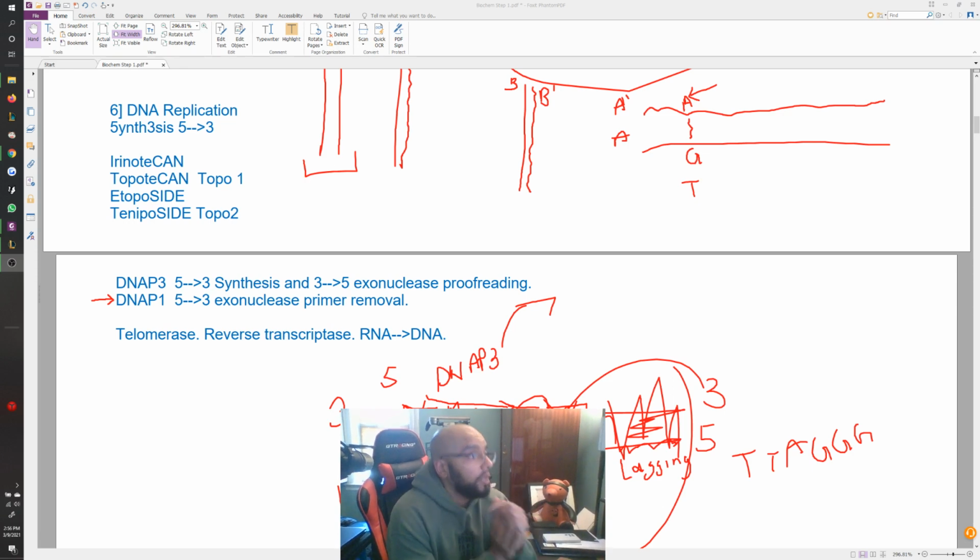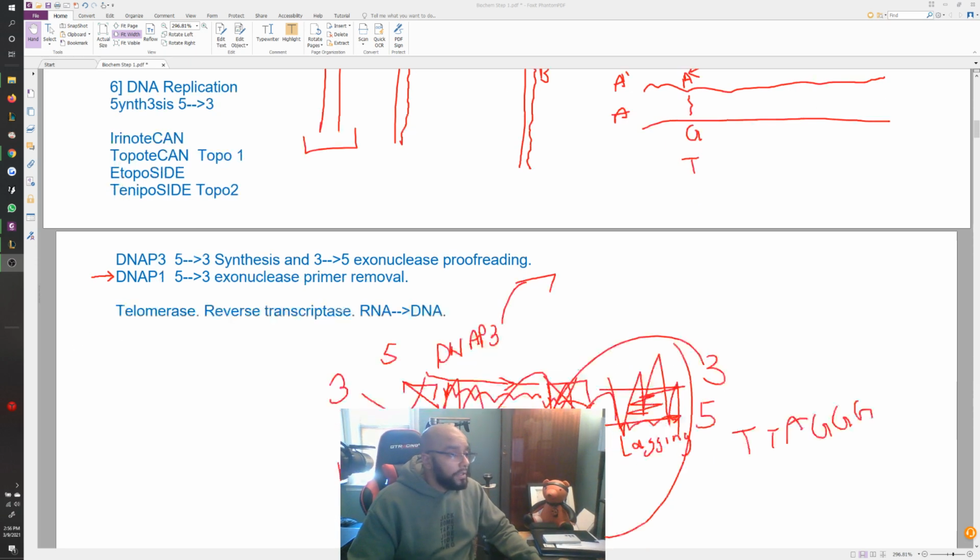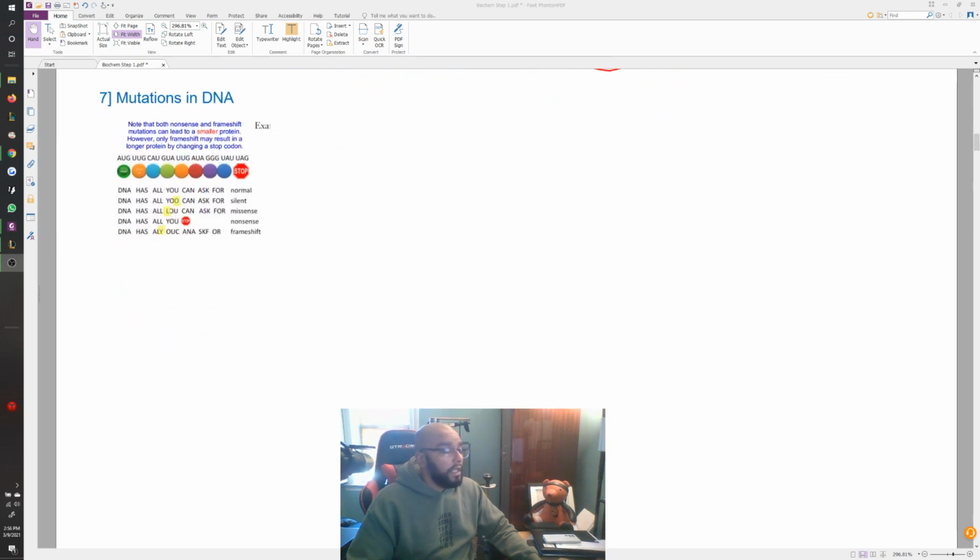Last time we left off at the topic of DNA replication, which in itself is very intense, and there's a lot of enzymes and what they do, and we touched base on all of that. Now we're moving on to mutations in DNA, which is the next page on the biochem molecular section.